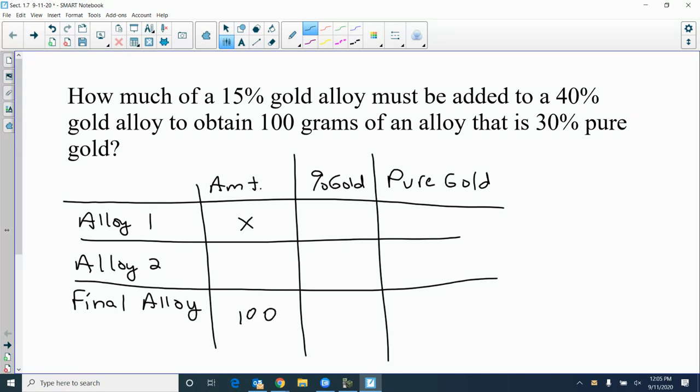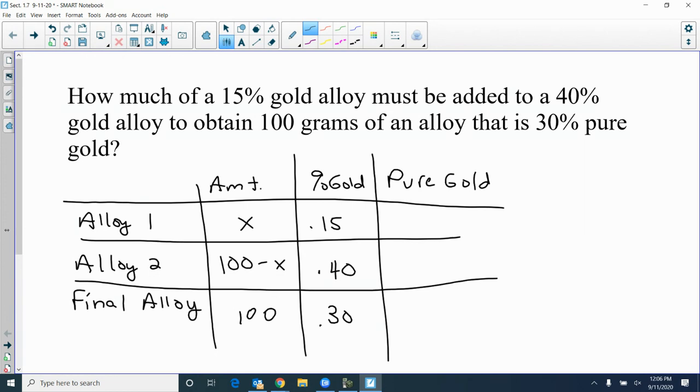Now, this is kind of the big step. This is probably where the most mistakes are made. So if I let the first alloy be X, I know the final alloy is 100 grams. What's alloy 2? How do I represent that? 100 minus X. They add up to an amount. Okay, it's going to be 100 minus X. Now, we know the percent of alloy 1, that's 15%, 0.15. 0.40 is the second, and then 0.30, 30%, is the final.